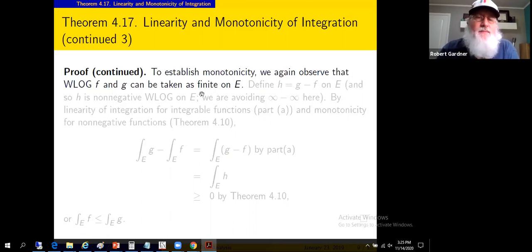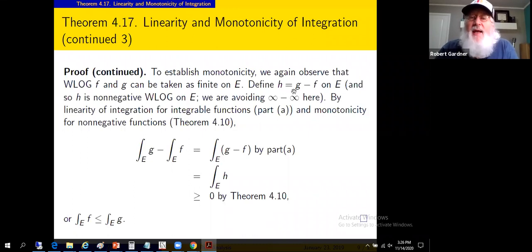So for monotonicity, again, f and g can be taken to be finite everywhere without loss of generality by throwing out a set of measure 0, either by definition or by theory from what we've done in the past. Okay, so define h to be g minus f on set E. We had set this up. I don't have the statement in front of me, but we had f less than or equal to g on set E. So this is a non-negative function here.